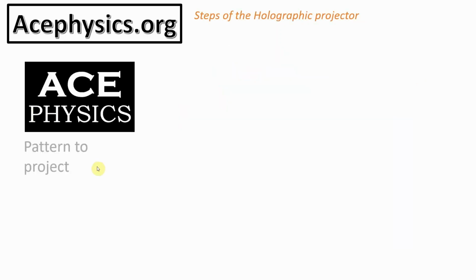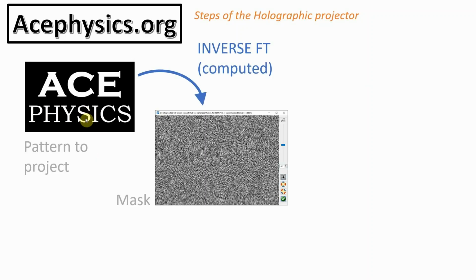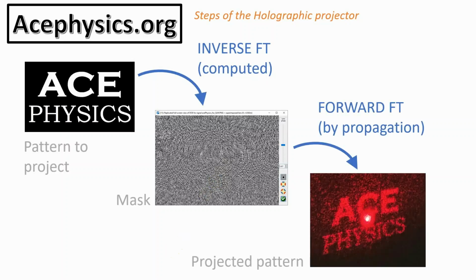To operate the holographic projector, we start with a bitmap of the image we want to project. We compute the inverse Fourier transform to produce the mask. We put the mask on the liquid crystal array and pass the laser through it, which imprints a pattern of phase shifts over the wavefront. The brighter a pixel looks in this rendering of the mask, the more the phase gets shifted at that point. The laser propagates and undergoes the forward Fourier transform, which gets us back to our pattern, which is now projected onto a wall far away.